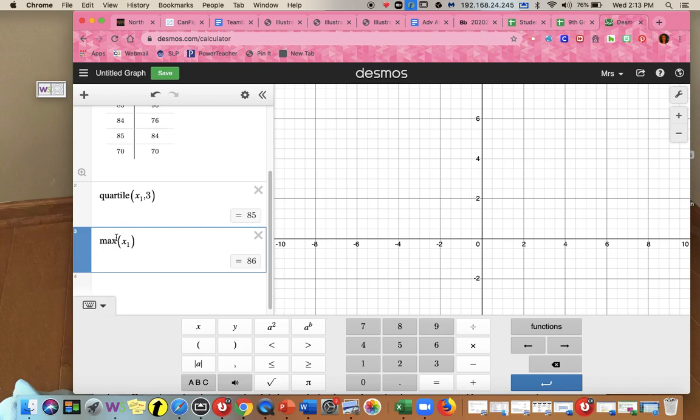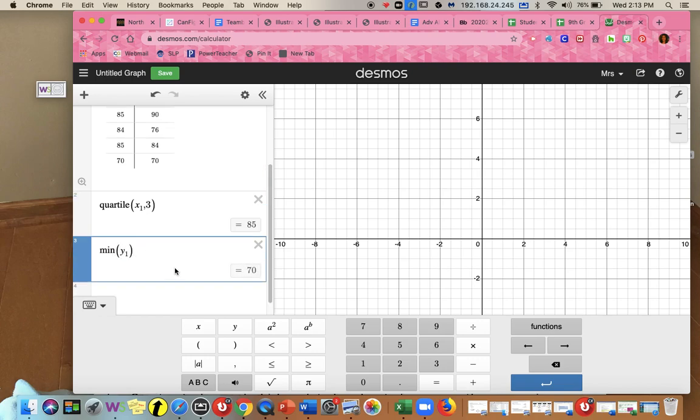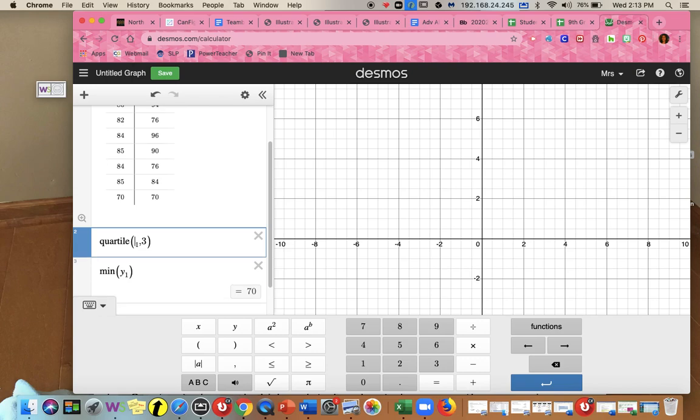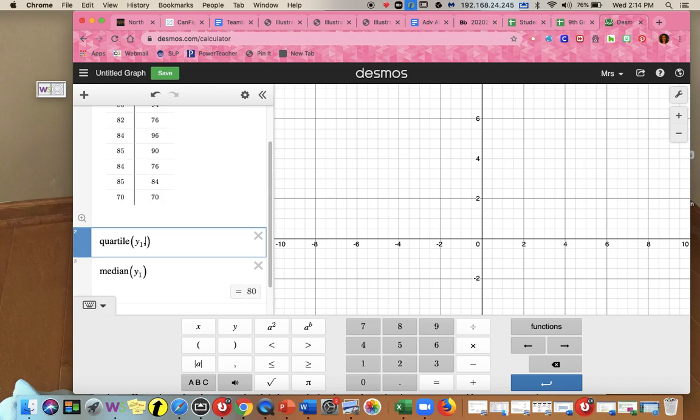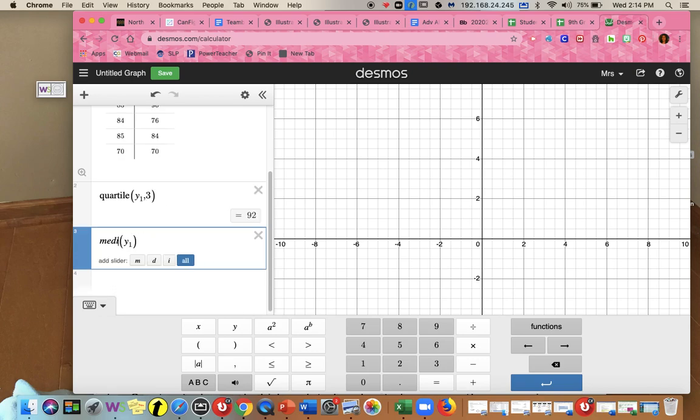All right, so what do I want first? Min. And now Oscar's is my list Y1, so I didn't change that. It looks like his minimum is 70 as well. Let's look at his first quartile. I have to change this to a Y for Oscar's list. Okay, it looks like 74. Let's do the median next. The median of Y1 is 80. Let's do the third quartile of Y1. Third quartile, 92. And last we have the max. Okay, 96.